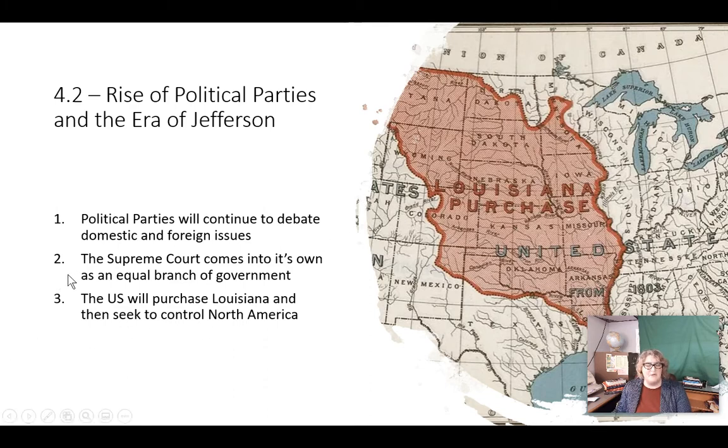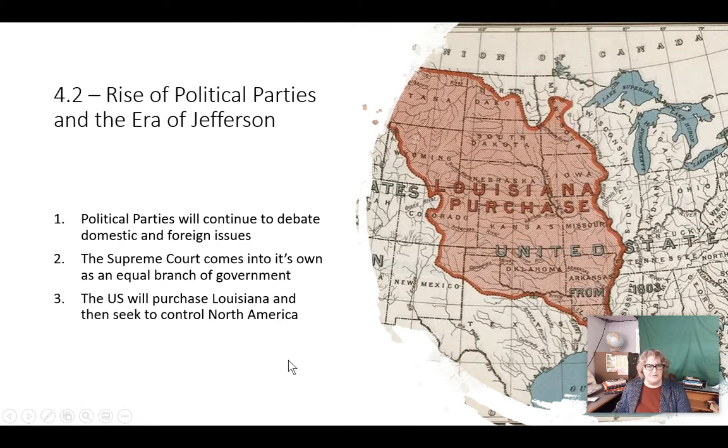The second one is the Supreme Court. During Thomas Jefferson's presidency, the Supreme Court will come into its own as an equal branch of government. So it will figure out what it is supposed to be doing. And then lastly, a major event during Jefferson's presidency is the purchase of Louisiana. As you can see pictured behind me, this is the Louisiana Territory. And with this addition of land, we're going to see the United States start to really seek to control events in North America. So the United States is going to start trying to assert itself as the major power player in North America.